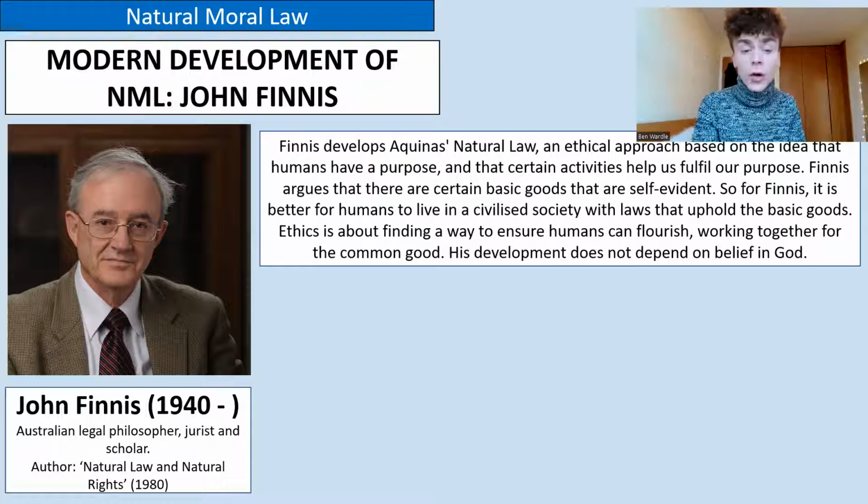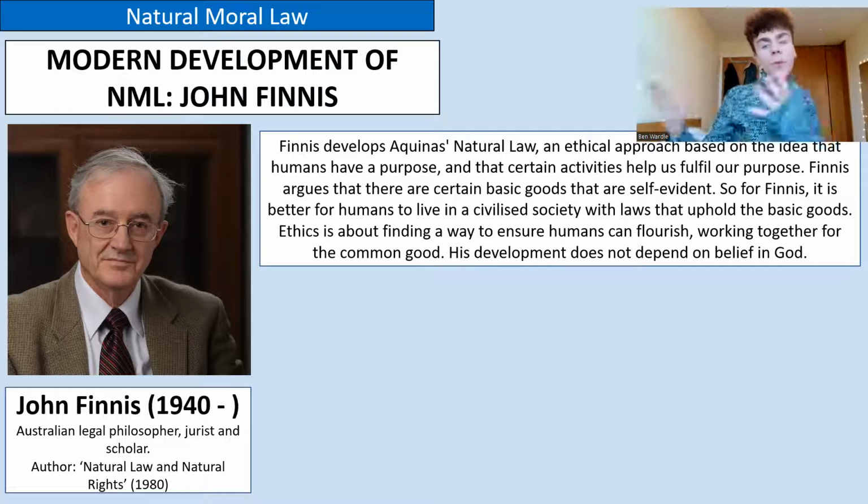And he wrote a book called Natural Law and Natural Rights. Interesting that he's a philosopher and a jurist because, you know, he's very interested in law and how we create laws in the present day. So he developed Aquinas' natural law, an approach based on the idea that humans have a purpose and that certain activities help us fulfill our purpose.